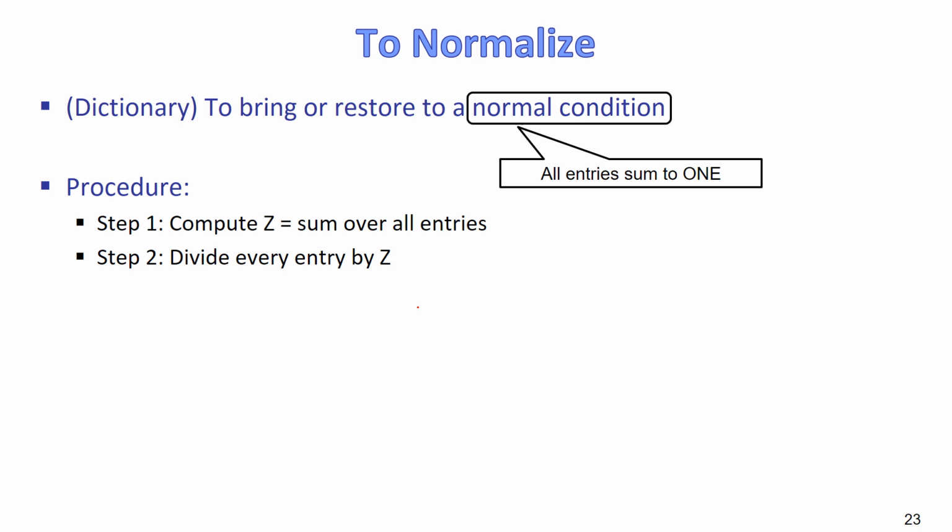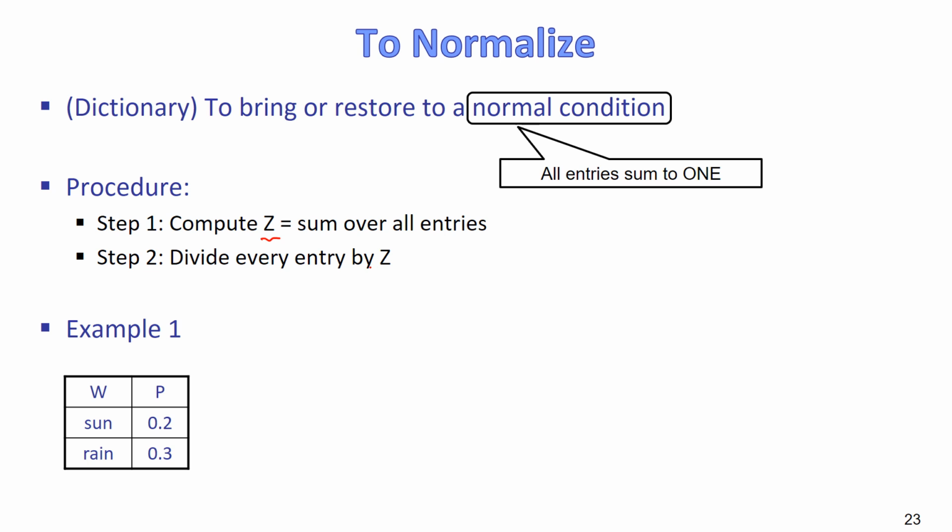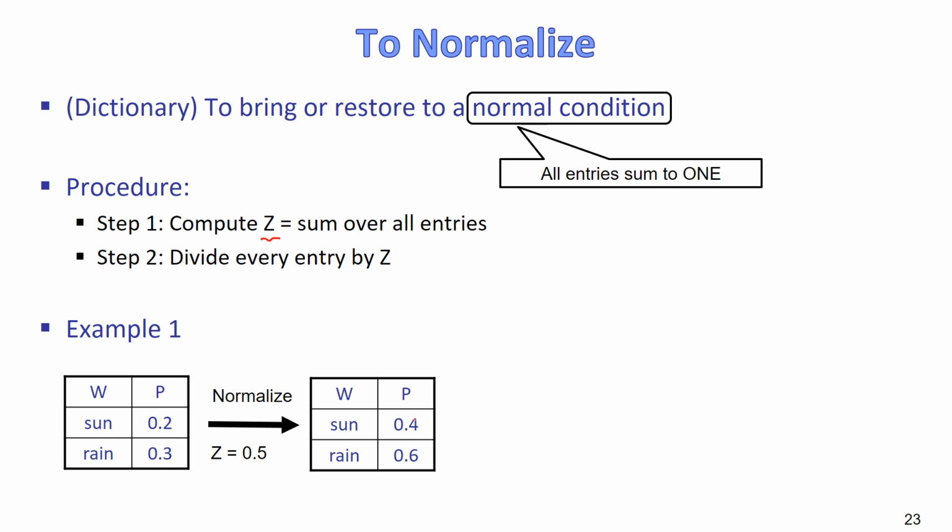So the procedure for the second step of the normalization is to compute the sum over all entries. We call it Z. Sometimes, by the way, this is called Z normalization. Then divide each entry by Z. That will bring them back to sum to 1, which is of course a condition for being a probability distribution. For example, if after selection we got these two entries, we normalize them by dividing by the sum of the entries. So we divide by 0.5, which gives us 0.4 and 0.6. Notice that the sum here is of course 1.